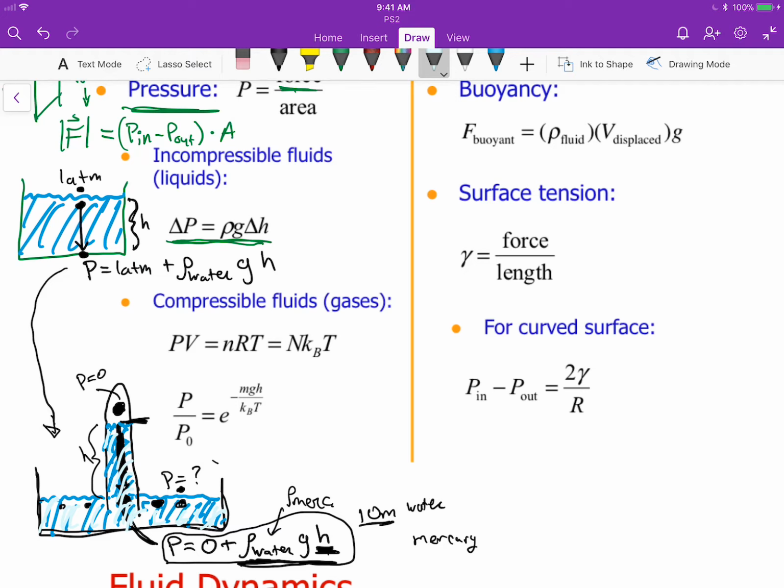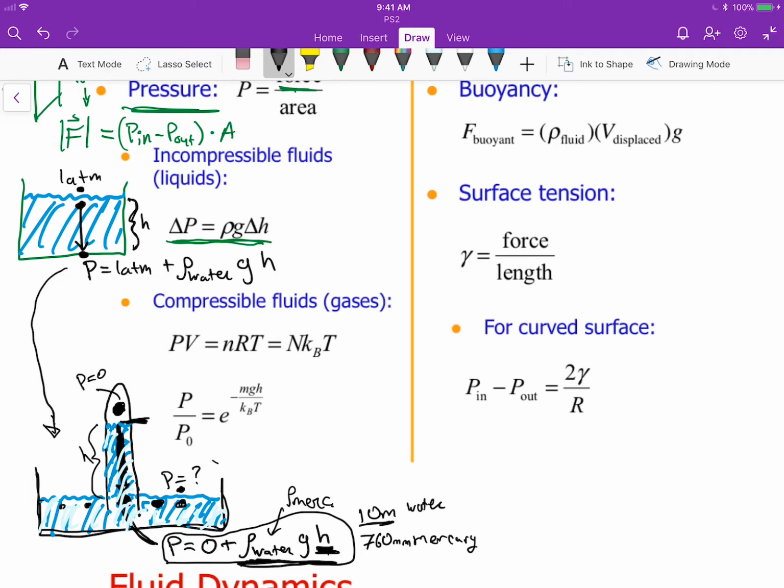what you would get is the mercury would rise only 760 millimeters. And that's why 760 millimeters is equal to 1 atmosphere, because this is how they measure it, in millimeters of mercury. So that's just a cool example. I think that's really instructive, so that's why I put it in here.